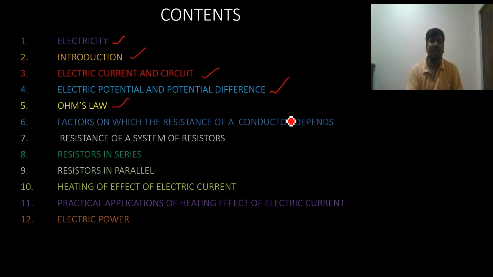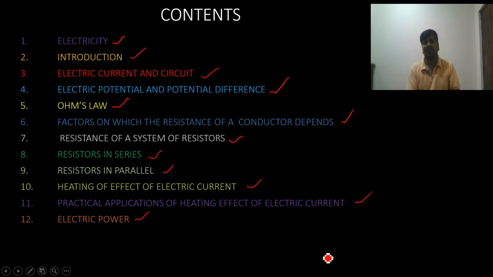Next is Ohm's law, and the sixth one is the factors on which the resistance of a conductor depends, and the resistance of a system of resistors, where resistors are connected in series combination and in parallel combination. Next, the 10th one is the heating effect of electric current and practical applications of the heating effect of electric current. And next one is electrical power. So these are the points we are discussing in this video.